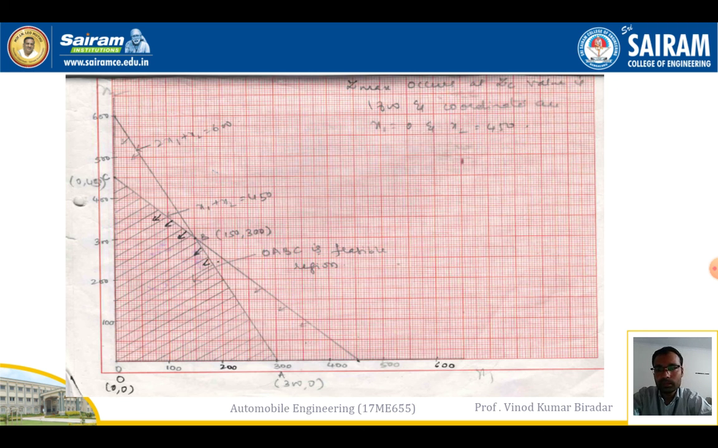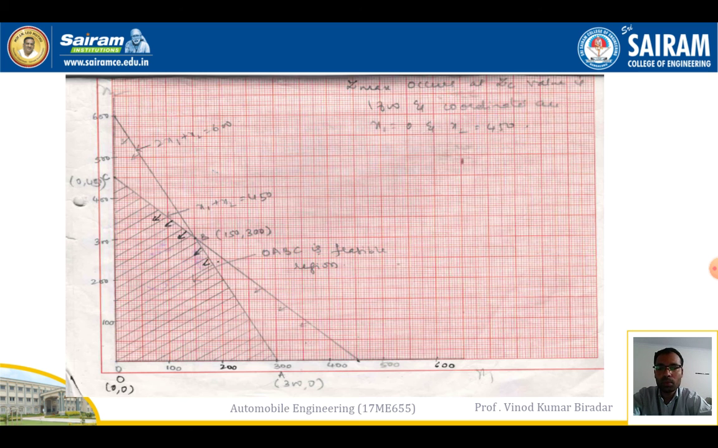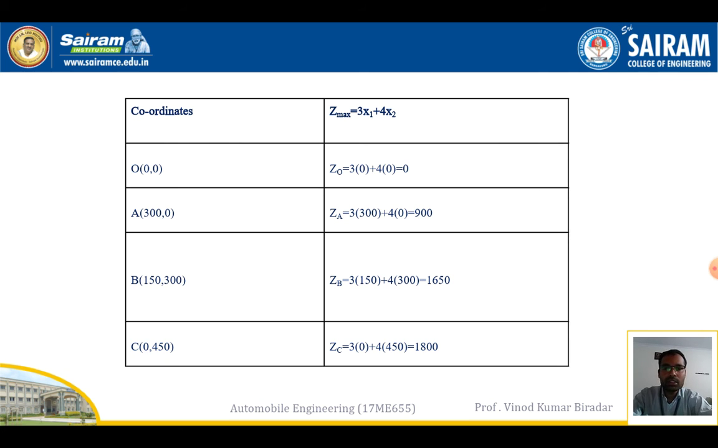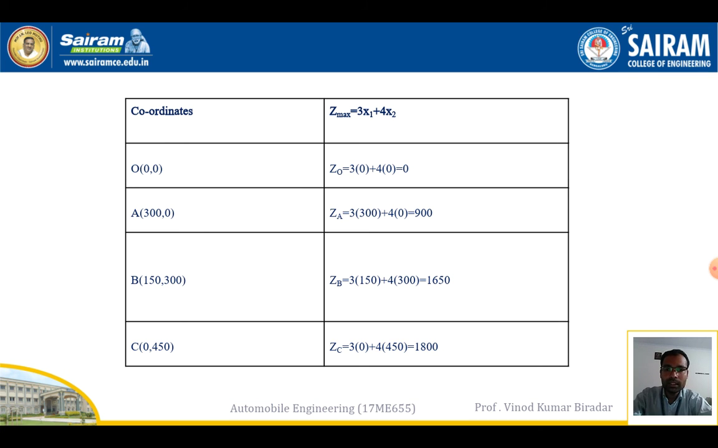Next, the last step is the coordinates, and z maximum is equal to 3x1 plus 4x2. We have to find the maximum at each point. At point O, both values are 0, so z at O is equal to 0. At point A, the coordinates are 300 comma 0. Substitute the x1 and x2 values here, and you will get 900.